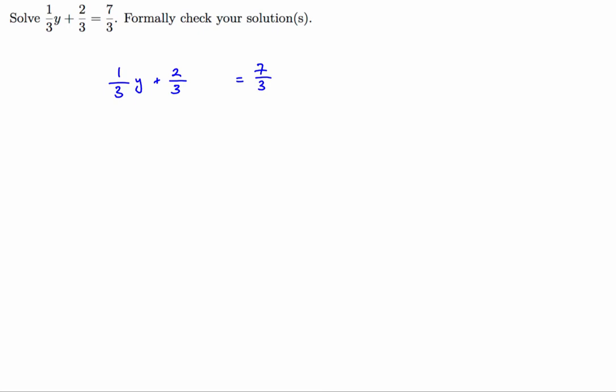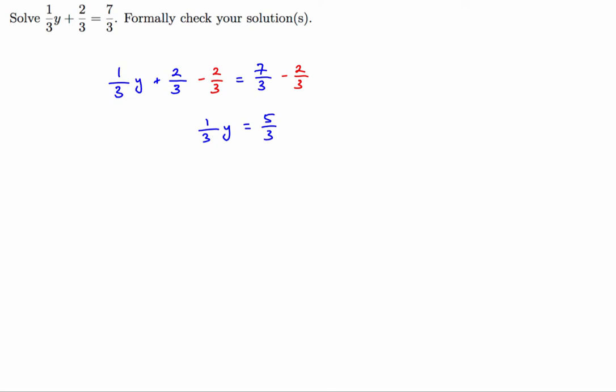If I were to go that route, I would subtract 2/3 from both sides to remove the 2/3 from the left side of the equation. Simplifying both sides of the equation, 1/3 y plus 2/3 minus 2/3 would become 1/3 y. On the right side of the equation, 7/3 minus 2/3 would be 5/3.